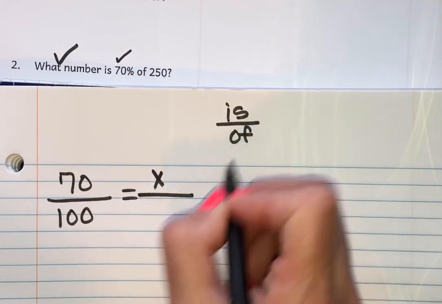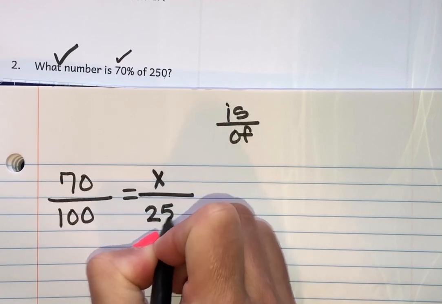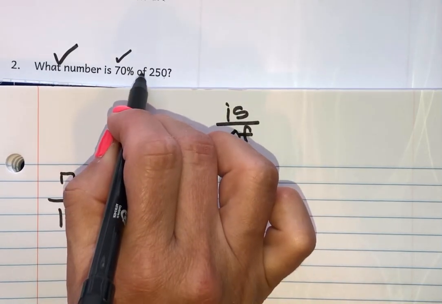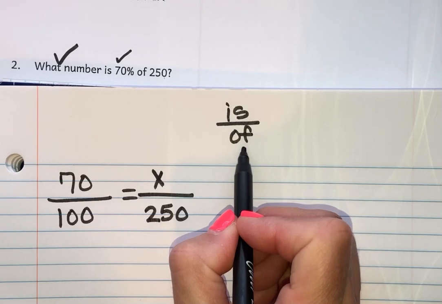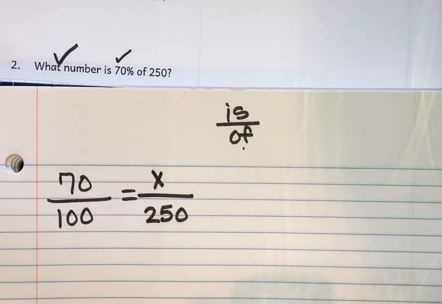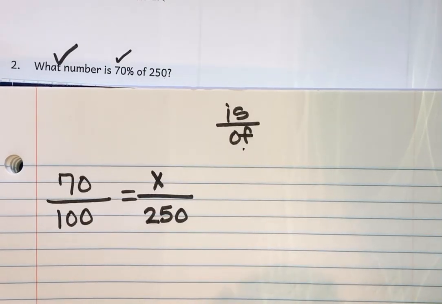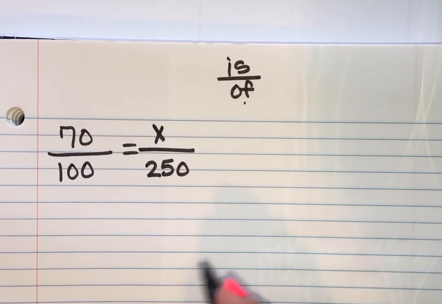We wrote the 70% of 250. Of is the whole thing, so of is going to go on the bottom. And again, look at that word of, 250. So of, again, is on the bottom.